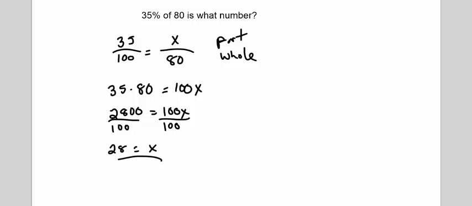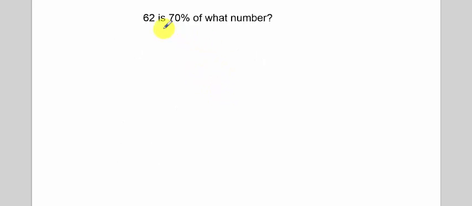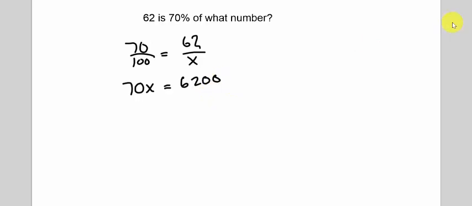Last possible setup for a percentage problem: 62 is 70% of what number? So here we go, we've got our 70%, so I'll put 70 over 100. 62 is, so that goes on top. Unknown is x. Again, we're going to do a cross product, and I get 70x is equal to 6200. And we end up with roughly 86.11 is equal to x.